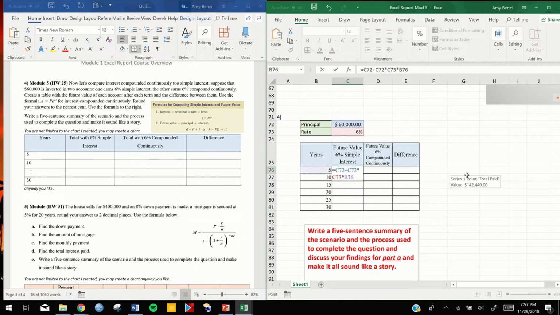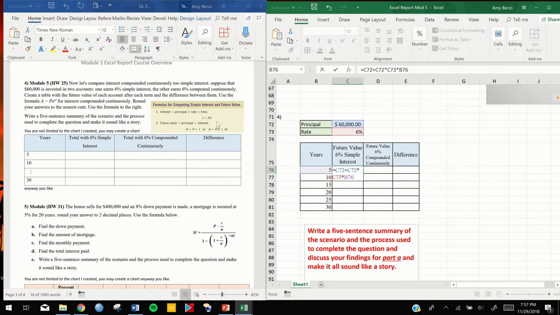All right, so everything looks good here. The only thing is, for this one, I'm going to have to lock the principal and the rate cells in, right? Because when I drag this down, I don't want it to move those. I only want it to recalculate different years, but keep those the same. So I'm going to have to lock those in.